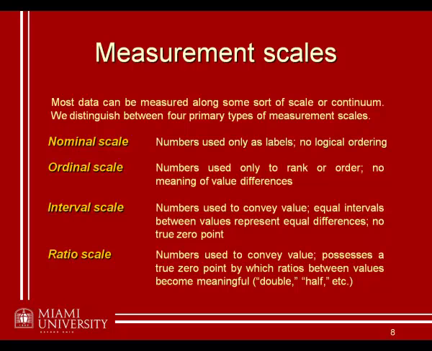Are the numbers to be used for ranking, but the difference between the values doesn't mean anything? That would be moving up to an ordinal scale. Or do the differences between values indeed mean something, which would put us on an interval scale?